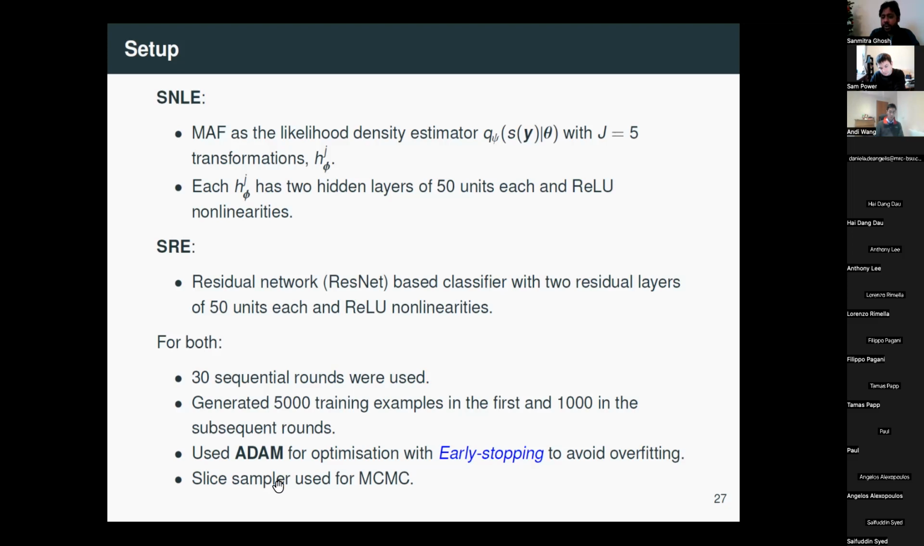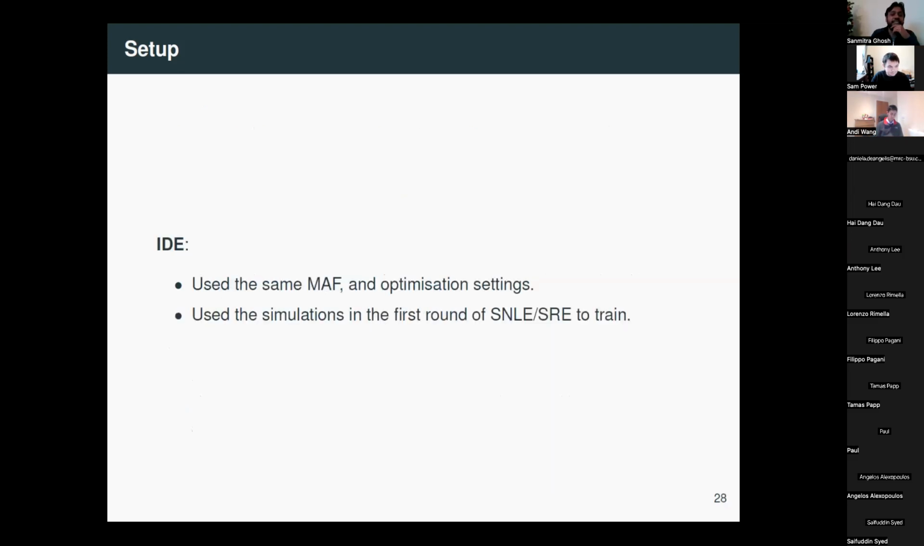And I use a slice sampler for MCMC, which I don't think is the best idea. We can use better things for MCMC, and obviously we can use HMC as well, because all these density estimators are differentiable themselves. But this is what people use in NLFI somehow. I think because the first NLFI paper came from Ian Murray's group, the slice sampler has slipped in there. So I kept the tradition and used that.